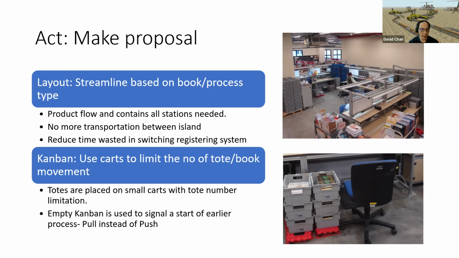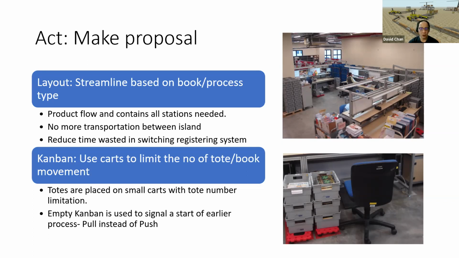Secondly, we introduce what we call Kanban. Kanban is basically a signal to produce. Without Kanban, the previous operation cannot produce or process anything. So Kanban becomes a kind of limit or constraint for the upstream station, based on the downstream station's availability.